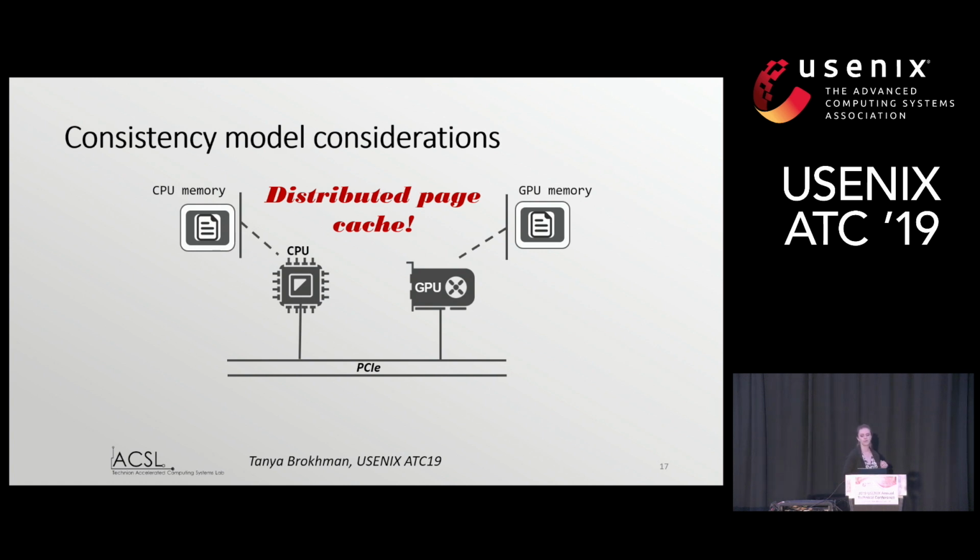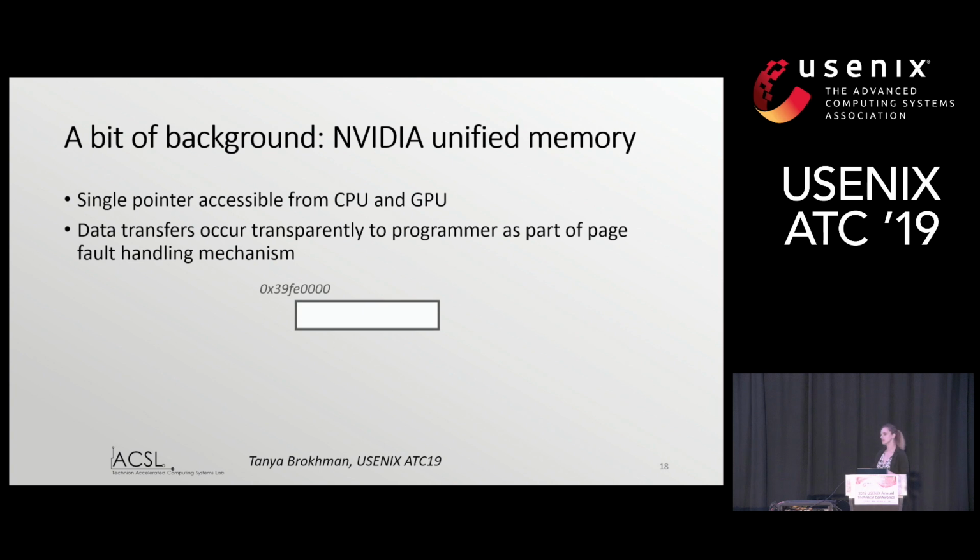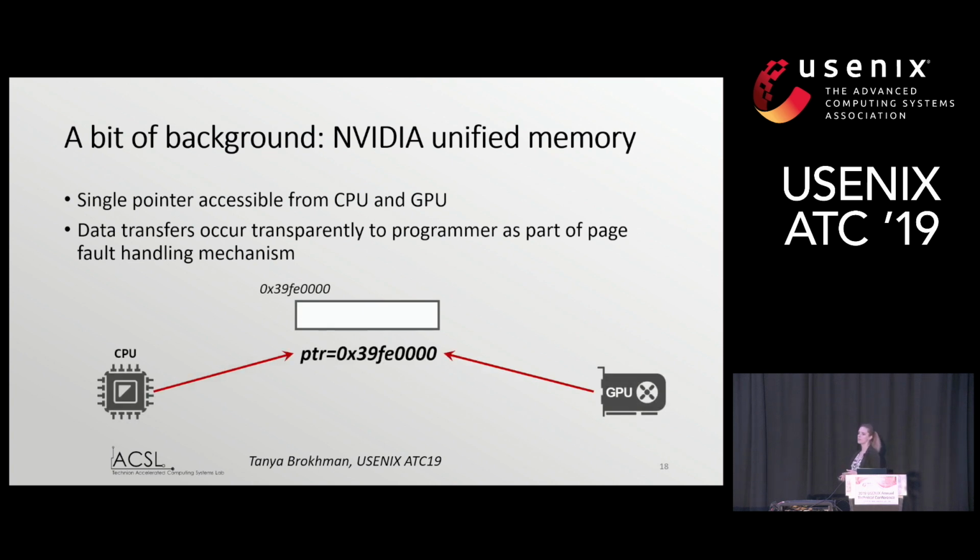Let's start by focusing on the GPU side of the system and talk a bit about unified memory in NVIDIA GPUs. So in the recent GPUs, NVIDIA enabled the same pointer to be accessed by both the CPU and the GPU, and they implement it by utilizing the page fault mechanism to trigger the data migration between the two memories.